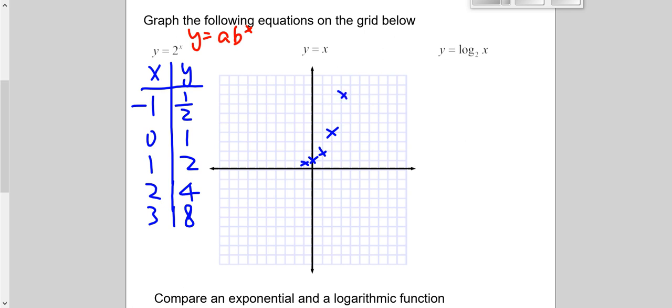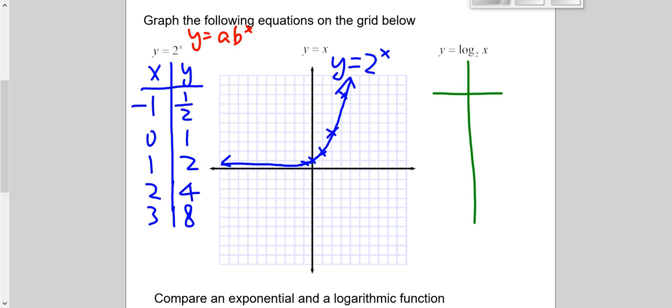And then remember, we have an invisible line, the horizontal asymptote. Arrowhead. y equals 2 raised to the power of x. So for this one here, let's do green. So x and y. You can plug this into your graphing calculator.